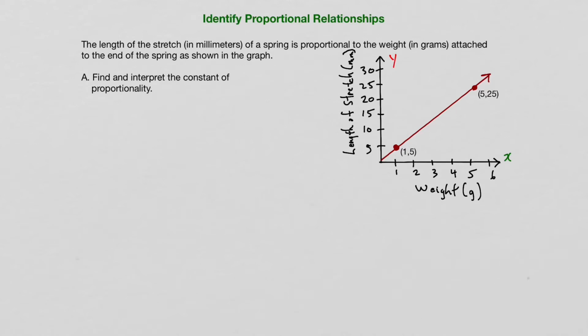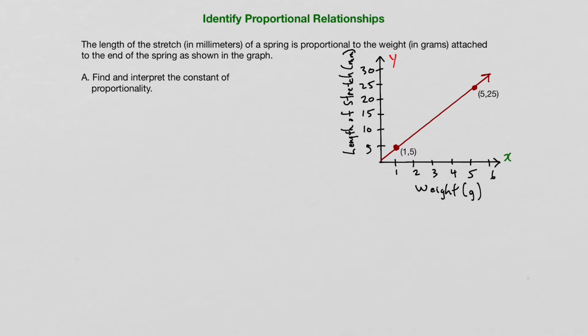Okay, so here we have a problem, and let's read this. The length of the stretch in millimeters of a spring, okay, we're stretching a spring, is proportional to the weight in grams attached to the end of the spring as shown in the graph. Okay, so they graph it for you, and here is the relationship. The first thing we need to find out is find and interpret the constant of proportionality.